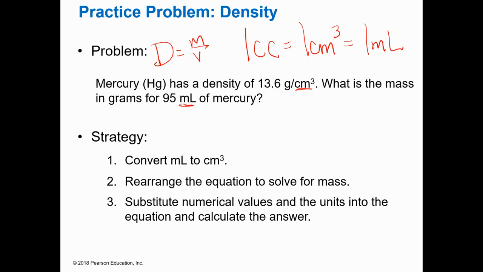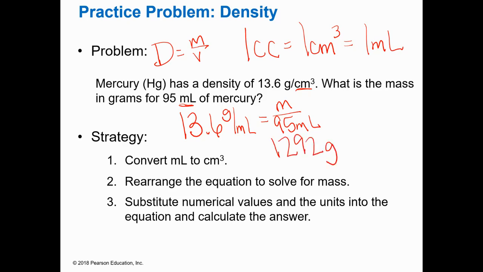Okay, so instead of writing 13.6 grams per centimeter cubed, I'm going to go ahead and write per milliliter. So I've got 13.6 grams per milliliter is equal to M, which I don't know, over 95 milliliters. Okay, we multiply our 13.6 and our 95 to get mass, and I get mass is 1292 grams.